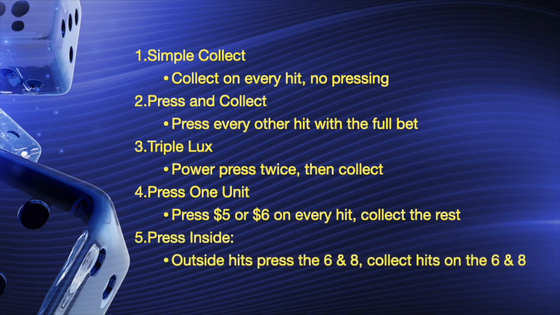Finally, the fifth strategy is press inside. In this case, hits on the outside, the 4, 5, 9, and 10, are used to press the 6 and the 8, and hits on the 6 and 8 are collected. It's a bit like a tower strategy, but the tower numbers, the 6 and 8, are not regressed when they hit. We ran all of these strategies through the programs and collected the statistics. The comparison looks something like this.